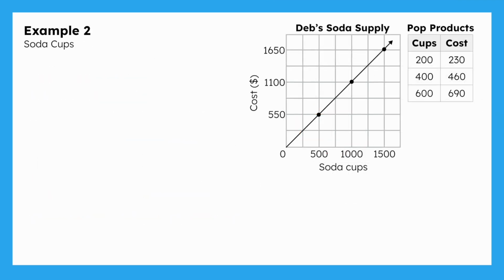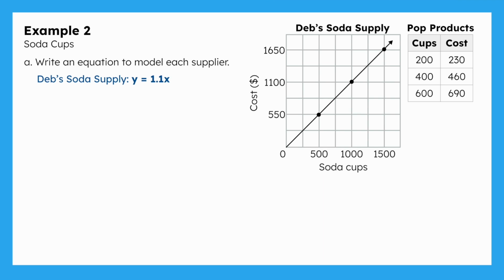In example 2, we're ordering cups for our Italian soda, and we have to stay within our $2,000 budget. We're choosing between Deb's Soda Supply and Pop Products. In part A, we were again asked to model each supplier with an equation. Deb's Soda Supply is modeled by y equals 1.1x, and Pop Products is modeled by y equals 1.15x.